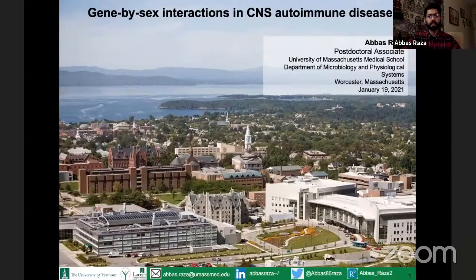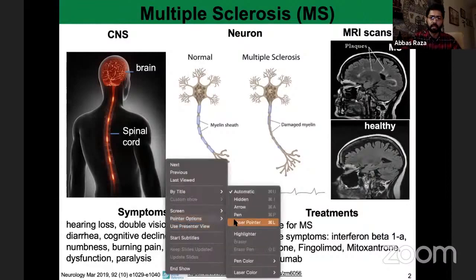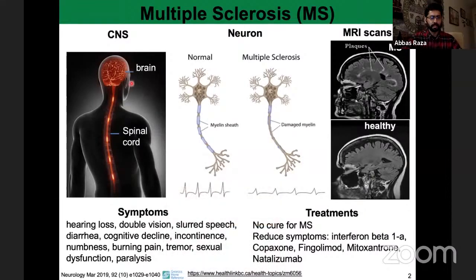So this disease that I'm going to be talking about is the number one leading cause of neuronal disability in young adults. And if you haven't guessed this disease, let me just give you a brief overview. This disease is called multiple sclerosis, or MS, and it targets the CNS, which has two components, the brain and the spinal cord. In the CNS there are about 1 billion neurons, each having a protective coating of myelin sheath.